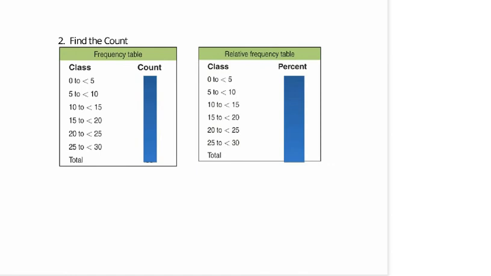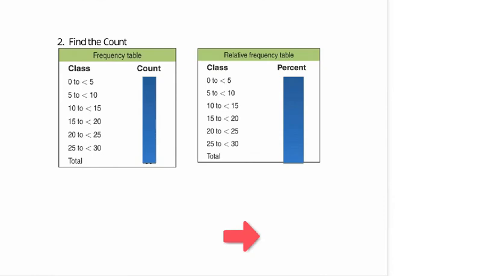All right, so now we're going to find the count, and to find the count, we're simply going to count from our data table and put it into our frequency table. Notice that this is called a frequency table because it talks about the frequency of which something occurs. So if I look at my chart, I could count them.